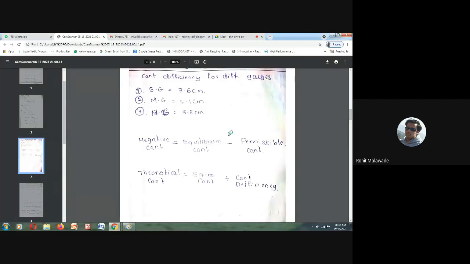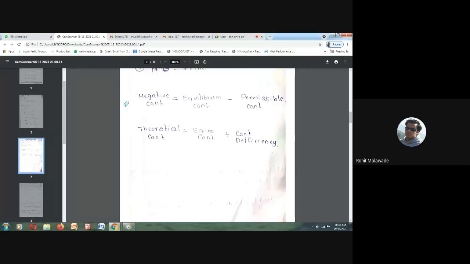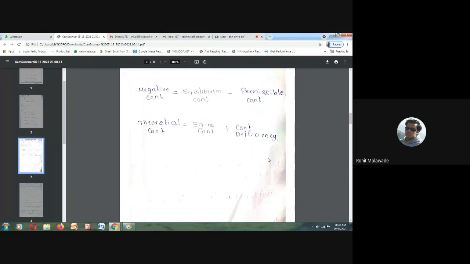Negative cant is equal to equilibrium cant minus permissible cant, and then the theoretical cant is equal to equilibrium cant plus cant deficiency. This is what you need to remember.